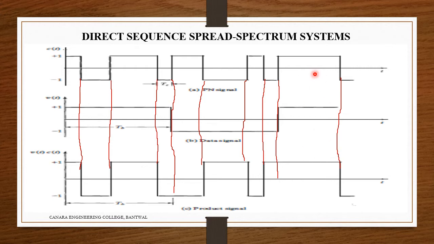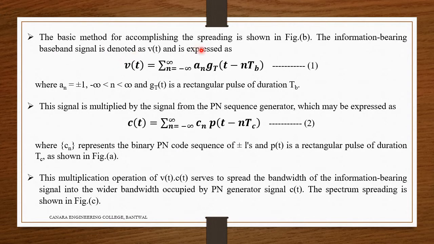Now, with the data known, I am going to implement this. First I need to know C of t, then V of t, and then the product. The basic method of accomplishing the spreading is shown here. The information-bearing data signal, denoted V of t, is expressed as V of t equals the summation from n equals minus infinity to plus infinity of a of n into g of t minus n Tb. This is equation 1. What is a of n doing? A of n tells whether the amplitude level is plus 1 or minus 1, varying over the summation from minus infinity to plus infinity.